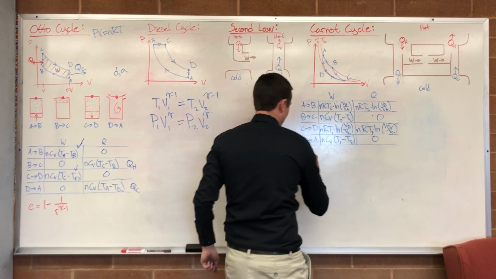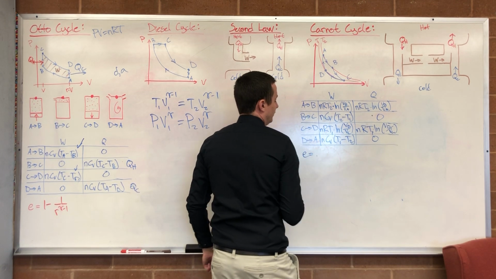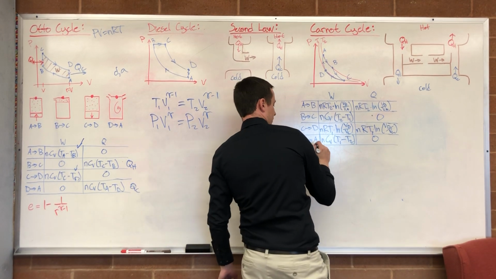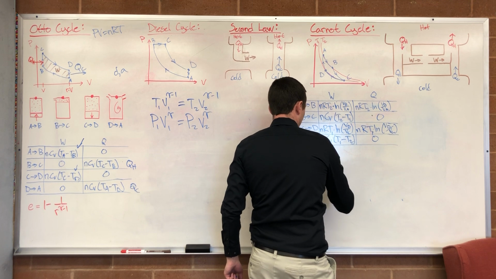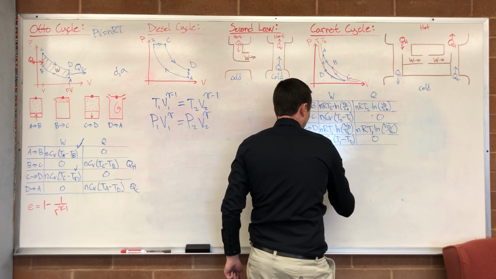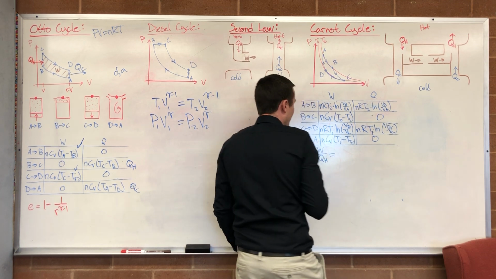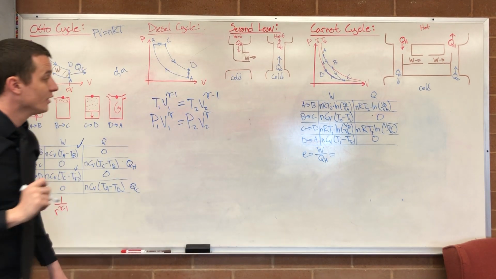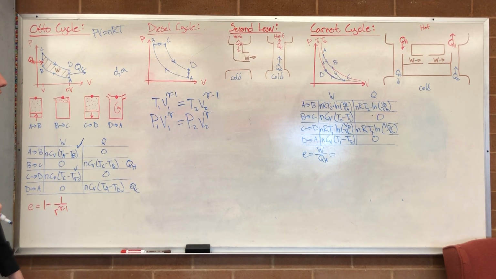So once again, E is equal to our work divided by the heat that comes into the system. Right? Why is it that and not the other one, like the refrigerator? Because we're running a heat engine. A Carnot cycle was a heat engine?